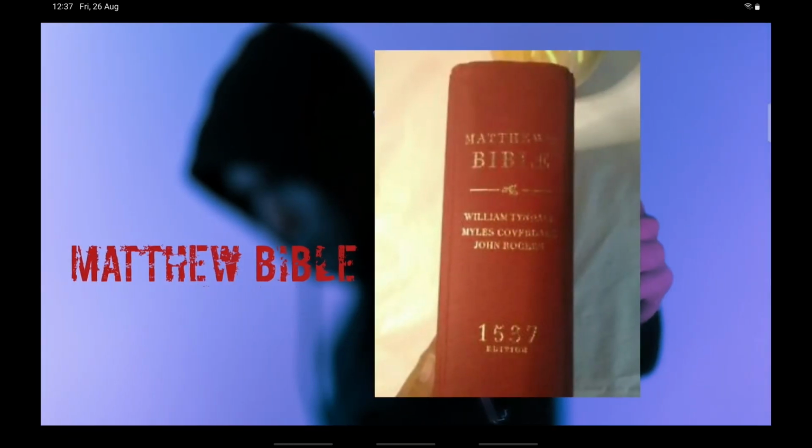Then we have the Matthew Bible. John Rogers produced the first authorized English Bible. The first 5 books and New Testaments were Tyndale's translations. Rogers even used Tyndale's unpublished Old Testament books, which was Joshua to 2 Chronicles. The rest of the Old Testament and the Apocrypha were Coverdale's. He couldn't give credit to Tyndale as he was a heretic, so it was named the Matthew Bible.